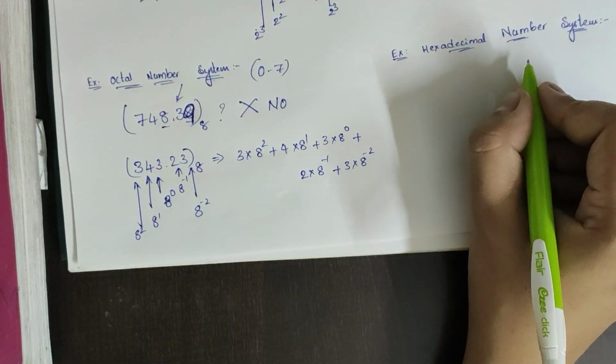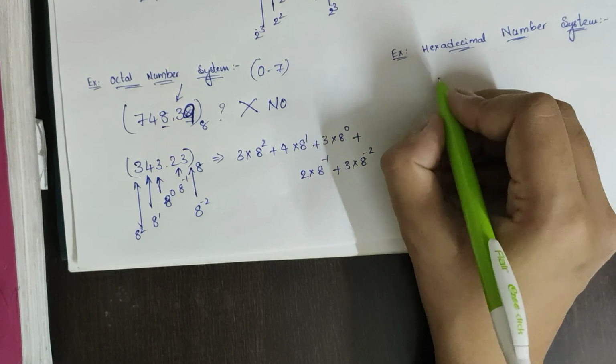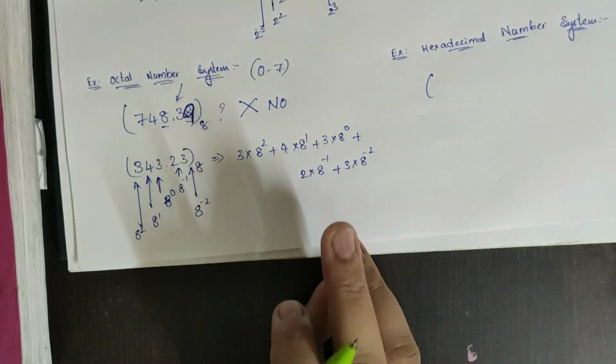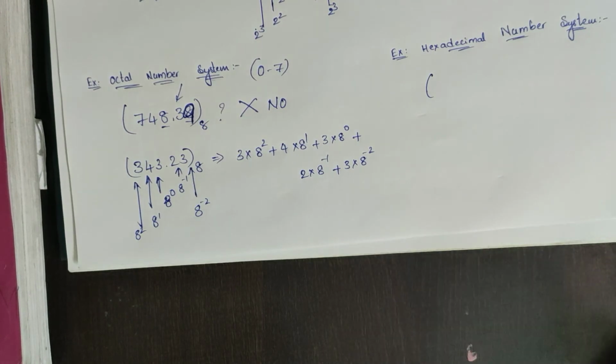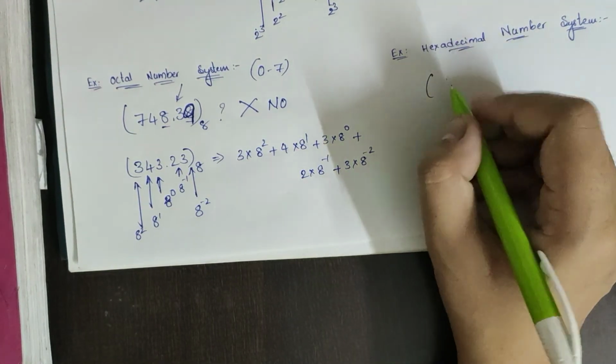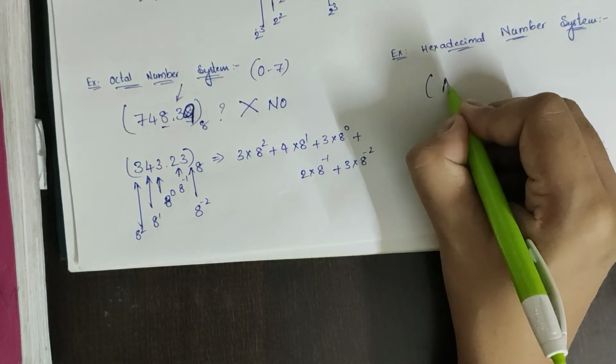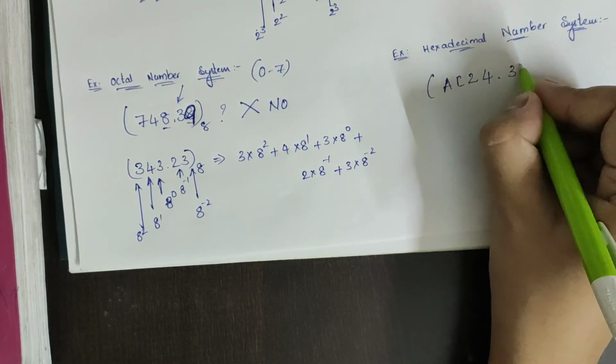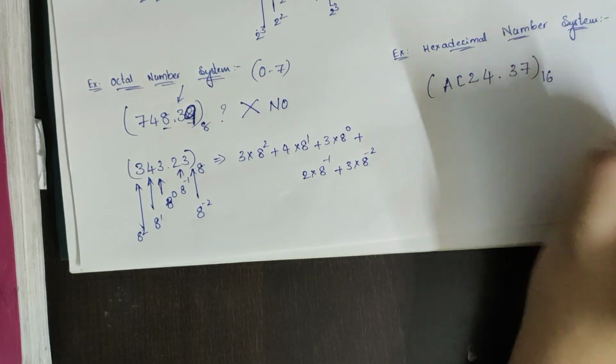And the hexadecimal number system. We know that the hexadecimal number system will have the digits from 0 to 9 and then A to F. So let's take an example for the hexadecimal number system. AC24.37, which is a hexadecimal number.